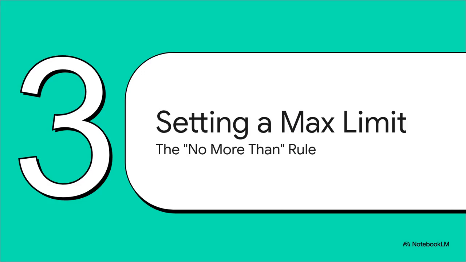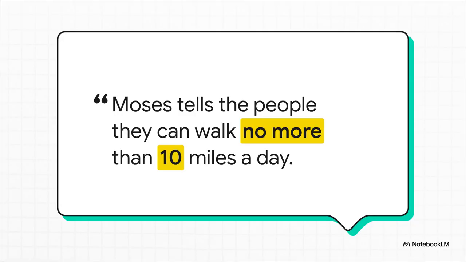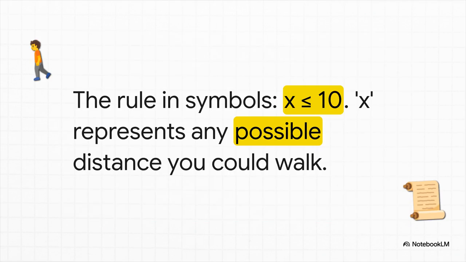Okay, theory is great, but let's see this in action. Let's start with a classic example, setting a no more than kind of rule. Imagine we're setting a limit for a long journey. So the rule is pretty straightforward. 10 miles is the absolute max. You can't go over it. That means any distance up to 10 is fine. And here's the important part, including 10 miles itself. That little word, including, is the key. So, in math speak, we'd write this as x is less than or equal to 10. That little x is any distance you might walk.